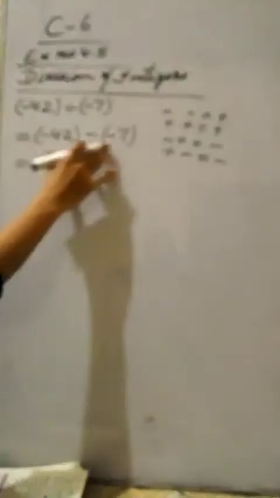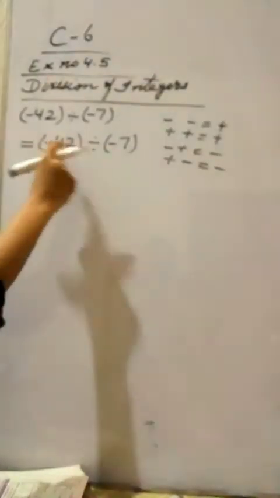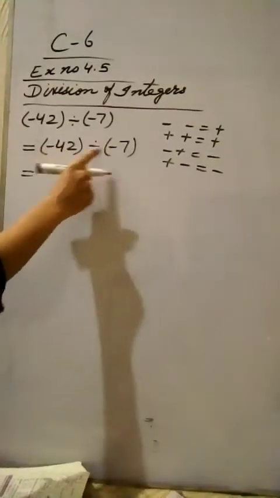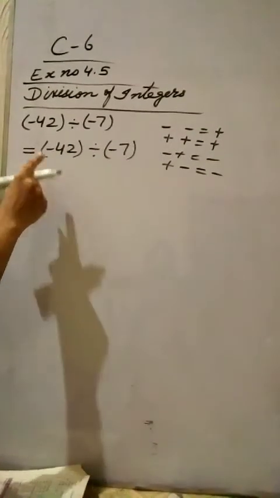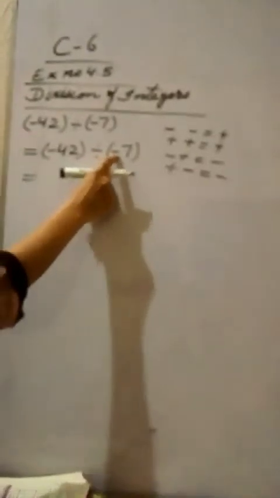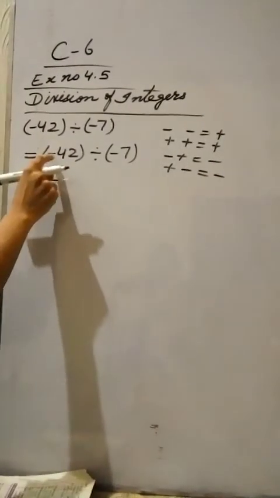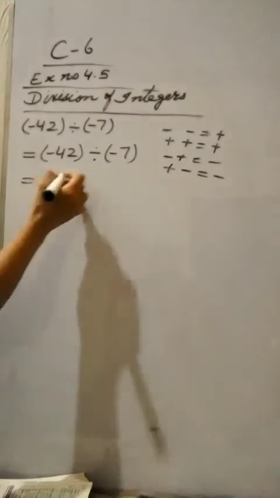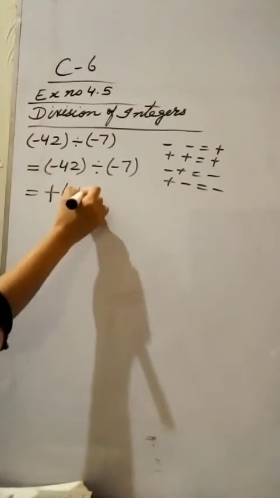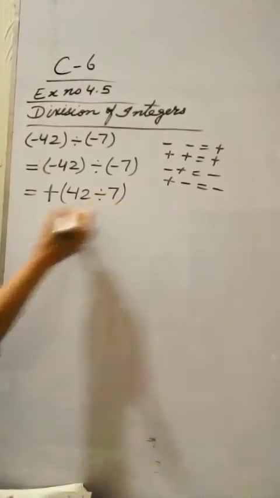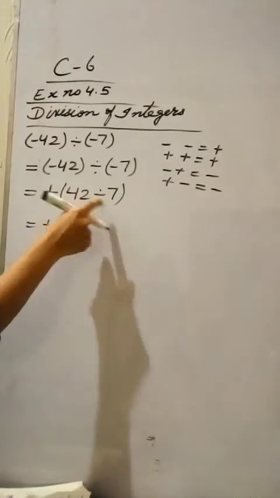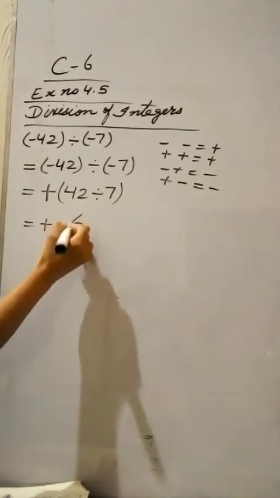Now firstly we need to solve the signs. Because we have two signs, we need a single sign. So we have to solve minus minus. What is the answer? Plus. So we need to write a single sign. See, minus minus plus. Now you can divide it. 42 divided by 7. So what is the answer? 42 divided by 7, 7 6 times 42.